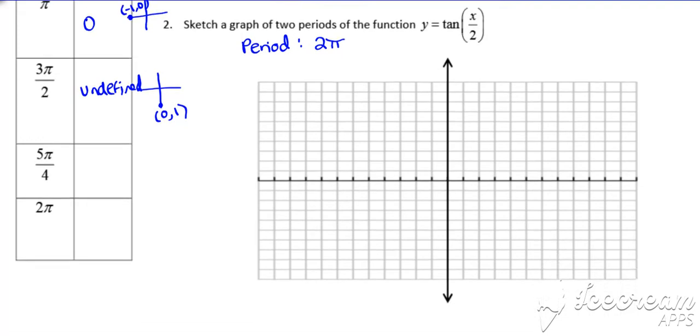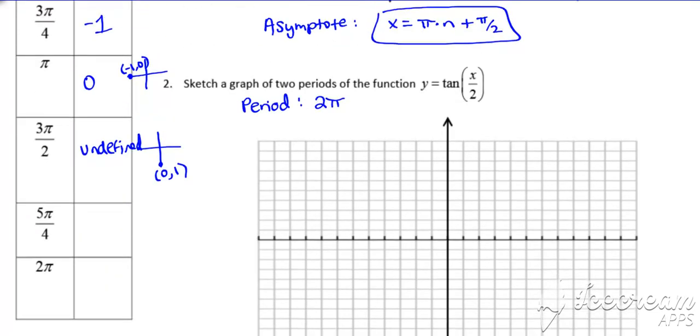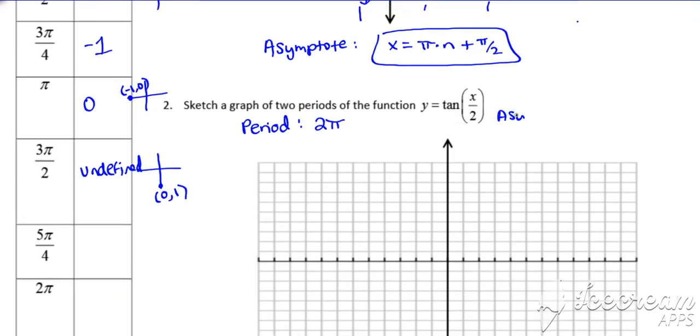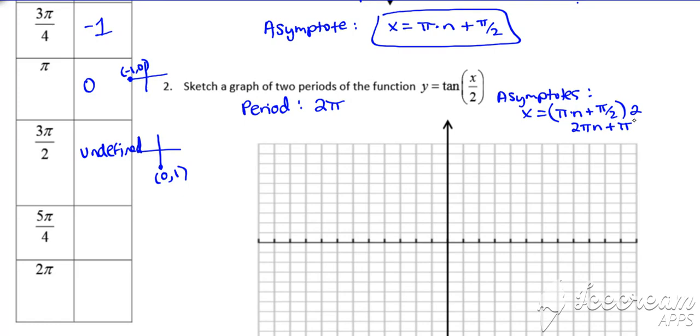So if we apply that same horizontal transformation to our asymptotes, remember our asymptotes are at pi times n, right, plus pi over 2. So if we're applying a stretch of 2 to those asymptotes, that's going to give us 2 pi n plus pi. So we have an asymptote occurring at pi and then every 2 pi radians to the left and right of that. And that's really helpful because that'll make it easier to graph.